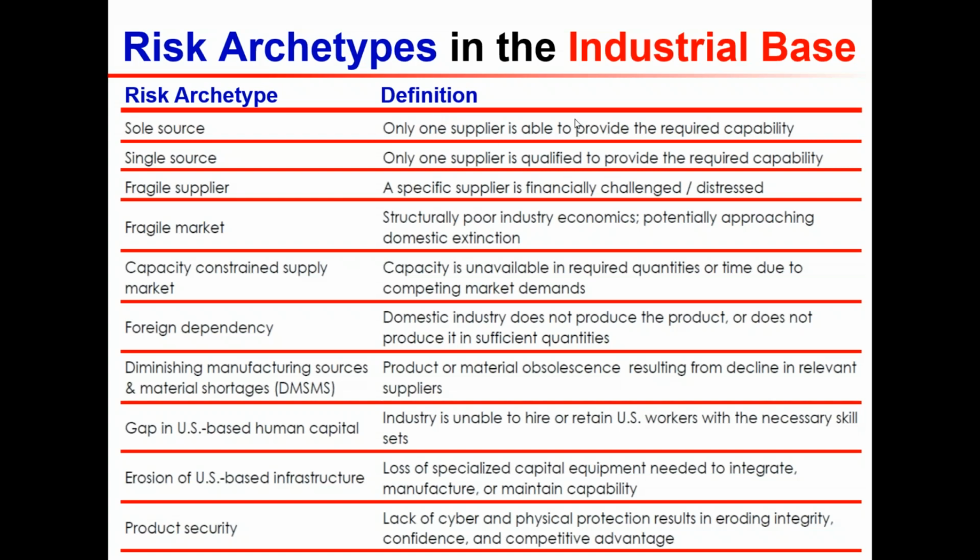Capacity constrained supply market. The idea is that capacity is unavailable in required quantities or time due to competing market demands. This could be that your suppliers simply do not have the capacity to meet defense needs, or it could be that they have the capacity, but they're choosing to allocate that capacity to other buyers. In particular, it could be the commercial market. That's why we don't necessarily want a supplier that is 90% commercial and only 10% defense, because when they get capacity constrained, they might say, you know what, we're going to meet our commercial market needs. That's more important to us than our defense needs.